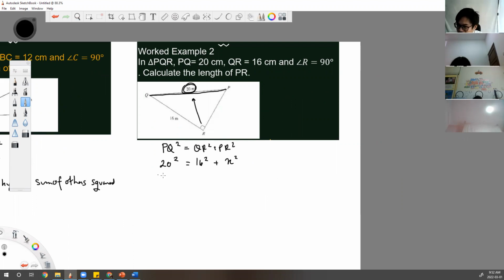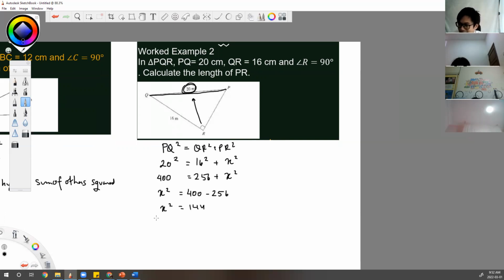20 squared is 400, 20 times 20. Don't do 20 squared equals 20 times 2. It's totally wrong. 20 squared is 20 times 20, a multiplication of the same number. Plus 256 plus X squared. So how do you calculate X squared? Using algebra, subtract, right? X squared equals 400 subtract 256. So X squared equals 144. And how do you calculate X? Square root.